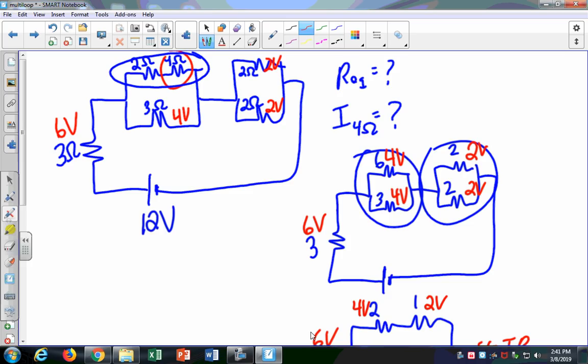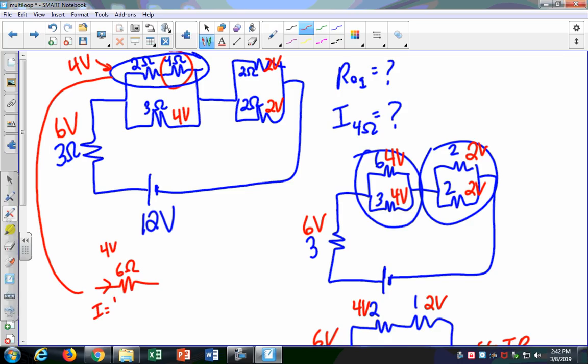Now, what I have here is 4 volts across those 2 resistors. And I need to figure out what is the current through the 4 ohm resistor. If I take just this little section, it is a single resistor of 6 ohms with 4 volts across it. That means my current is equal to V over R, 4 over 6, or 2/3 amps. And that would be the answer. I have 2/3 of an amp going through here. So I have 2/3 of an amp here and 2/3 of an amp here.